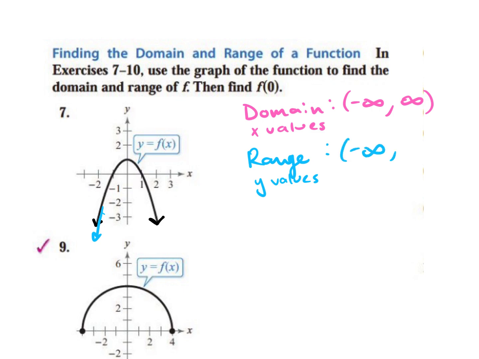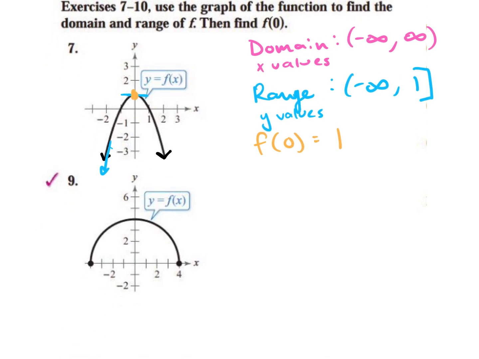And then our graph stops. What's our largest y value that our graph has? 1. Awesome. Does 1 get a bracket or parentheses? Bracket. There's no open circle at 1, so it's included, so we put a bracket. Last part of this question, we have to find f of 0. So at 0, when x is 0, what is our y value on the graph? 1. So f of 0 is 1.